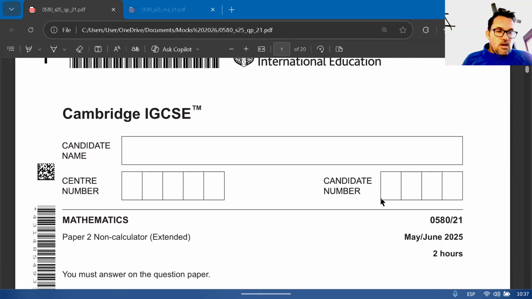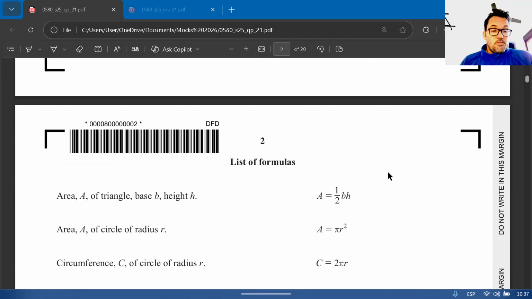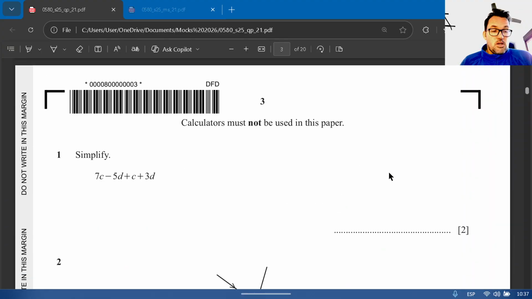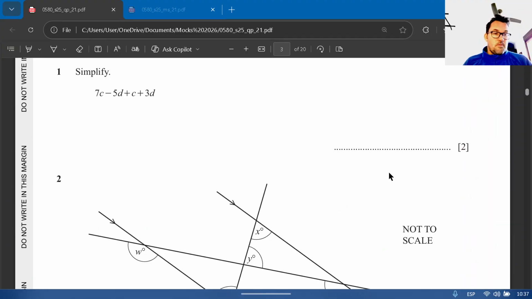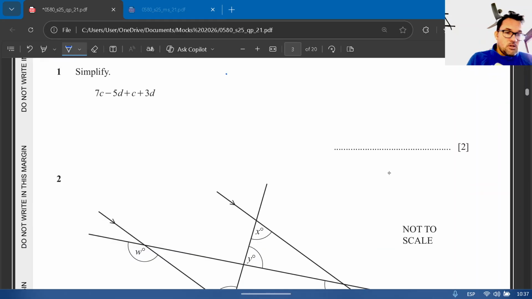Good day, and today we're doing the paper 2 non-calculator from May-June 2025. Let's have some fun. Okay, so first we have the formulas page and then we jump into question 1. This is a simple collect the terms question.